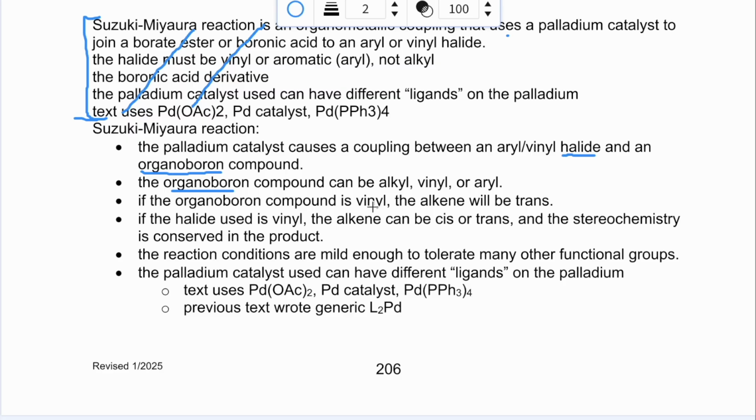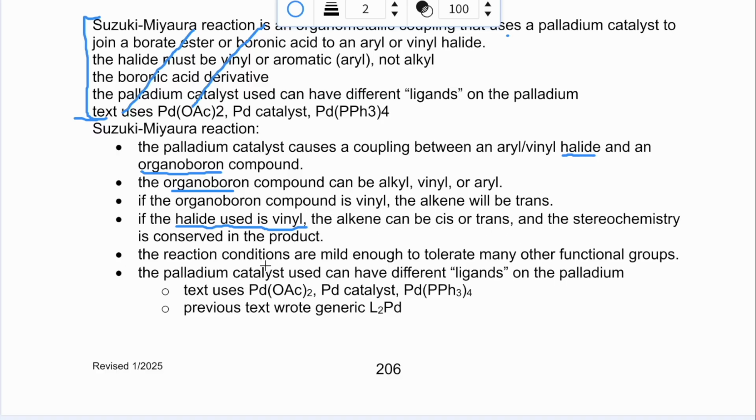And if the vinyl group is on the boron compound, the alkene that forms is going to be in the trans configuration, the trans stereochemistry. If you have the vinyl piece on the halide, then you will keep the stereochemistry in the product. So you can have a cis halide if you want the cis alkene in the product, or you could have the trans halide if you want the trans in the product.